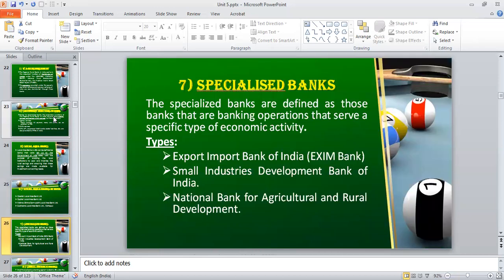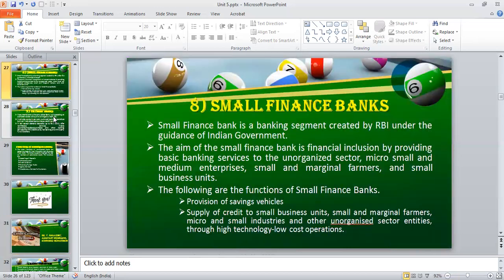Then the next type is specialized bank. These banks are normally defined as banks whose banking operations serve a specific type of economic activity. Mainly, there are three types in these specialized banks. One is Export Import Bank of India. Second one is Small Industries Development Bank of India. And the third one is National Bank for Agricultural and Rural Development.